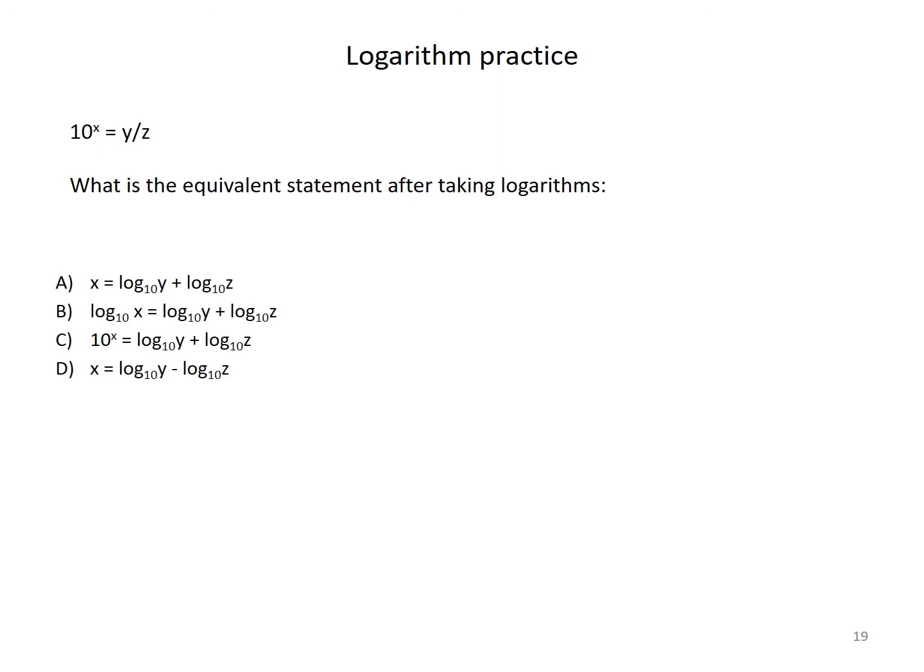And here is a practice question. Please pause the video for a while. And the answer is D. Please consult your friends or go back to your mathematical textbook if you have any questions.